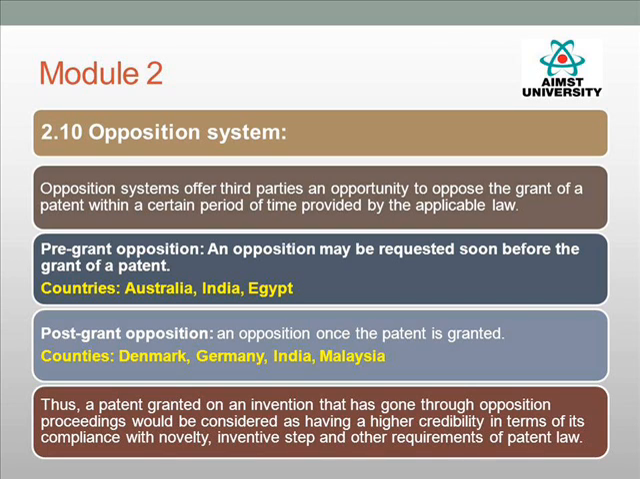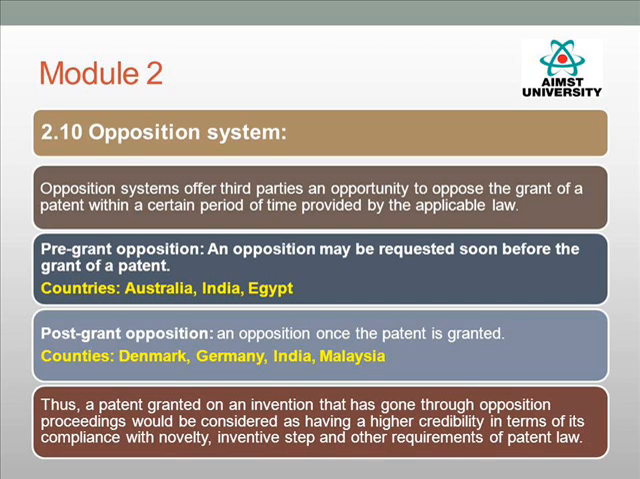One of the main objectives of the opposition system is to provide a simple, quick and inexpensive mechanism that ensures the quality and validity of granted patents by allowing an early rectification of invalid patents.